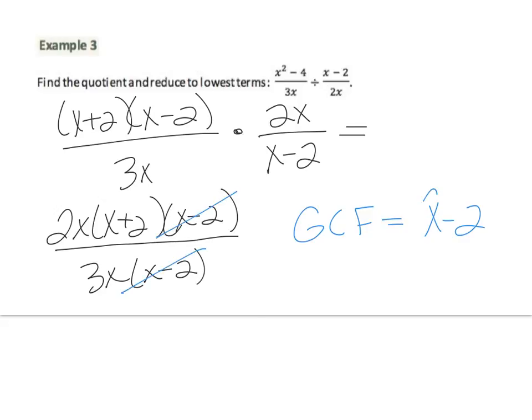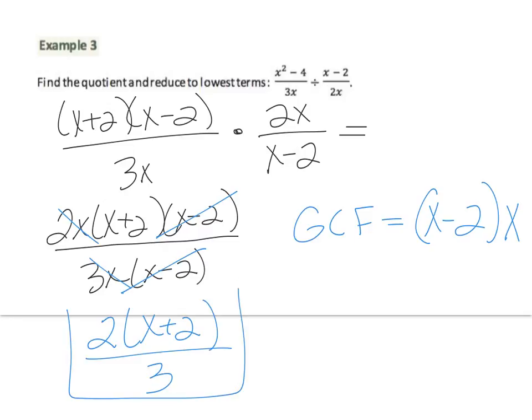Oh, I also have a GCF of x. Don't want to forget that one. And we're left with 2(x + 2) over 3. Excellent.